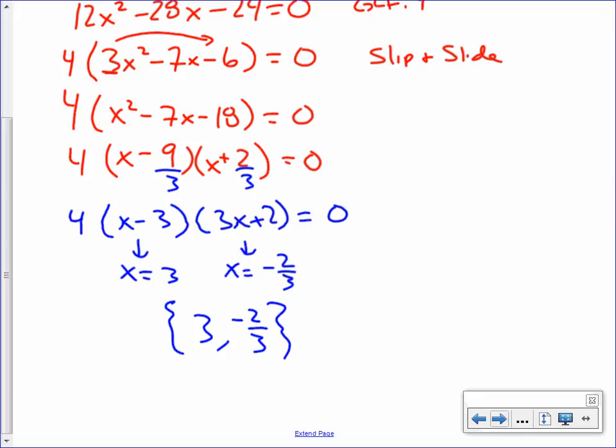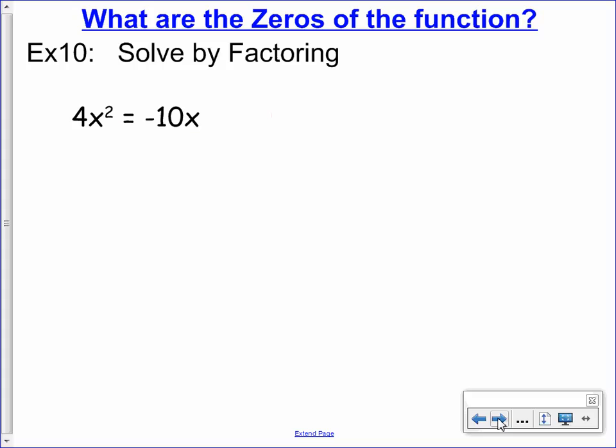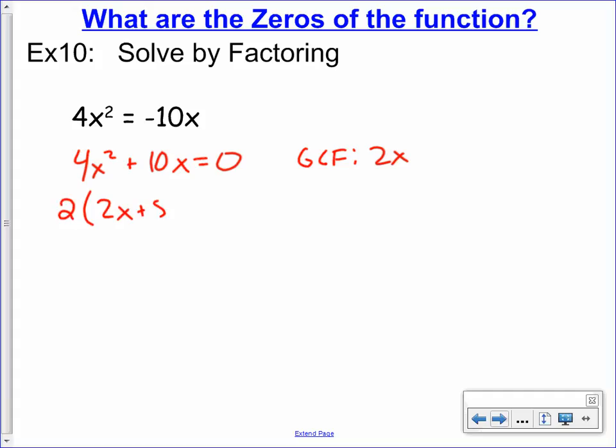All right, let's try one more. Here we go, example 10. Oh no, there's only 2 pieces to it. No big deal. Just set it equal to 0 again. Move the 10x to the left, so you have 4x squared plus 10x is equal to 0. As you can see, this thing has a GCF of 2x. So if you pull out 2x, then you get 2x plus 5 is a 0.